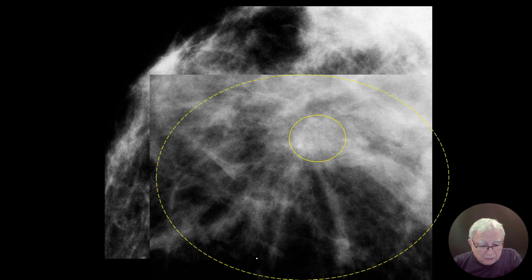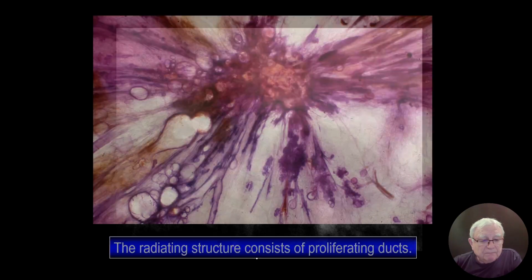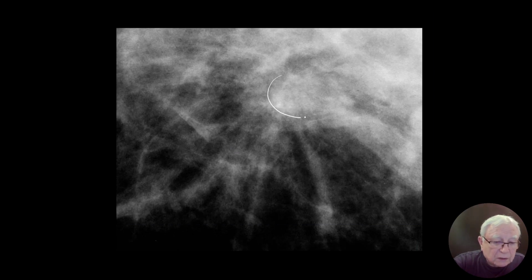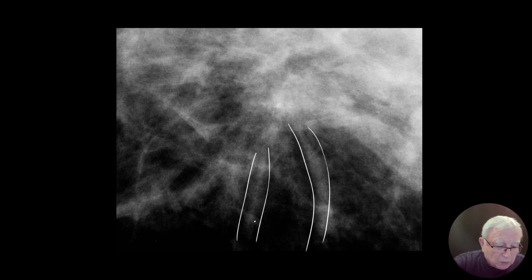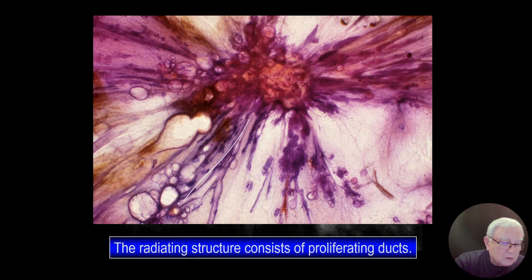It would be great to see the histology in 3D. Be my guest. Here it is. This one corresponds to this. And these correspond to the distended ducts. Here you go. Some of them are cystically dilated. The radiating structure is much, much bigger than the central fibroelastic core.